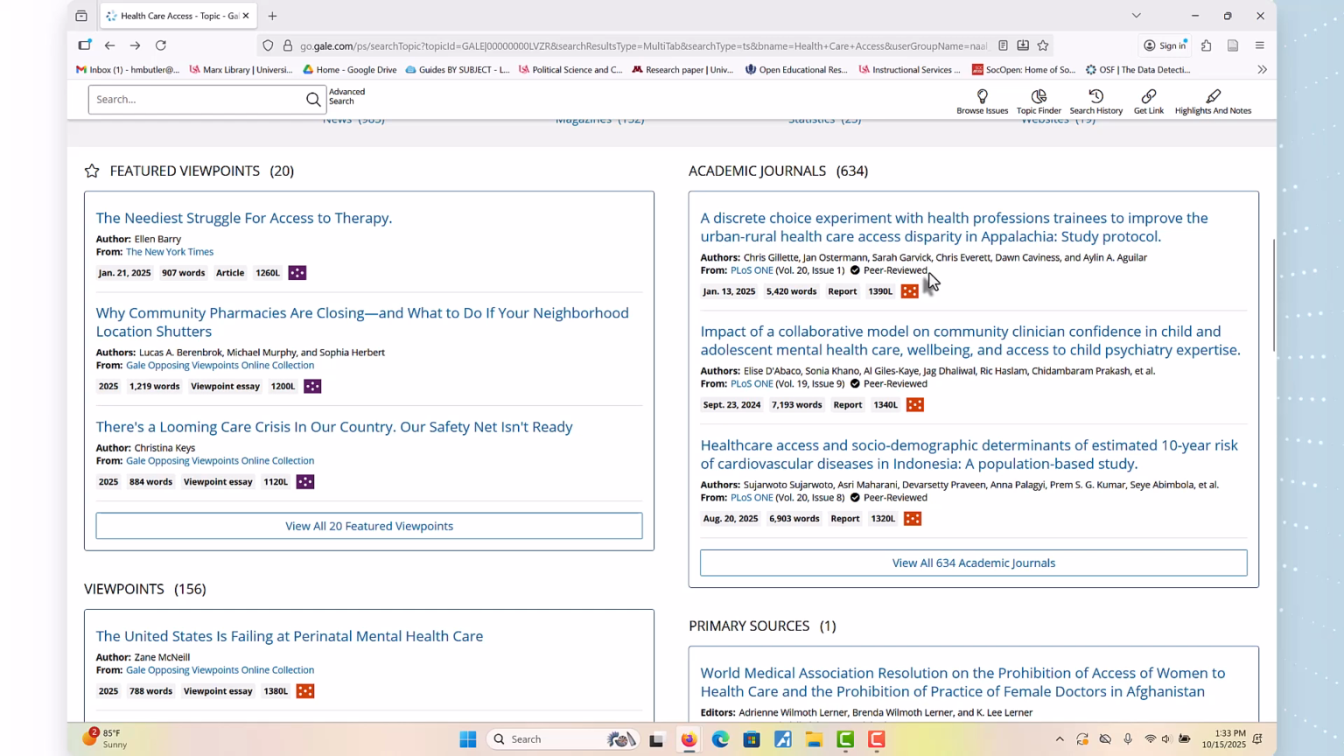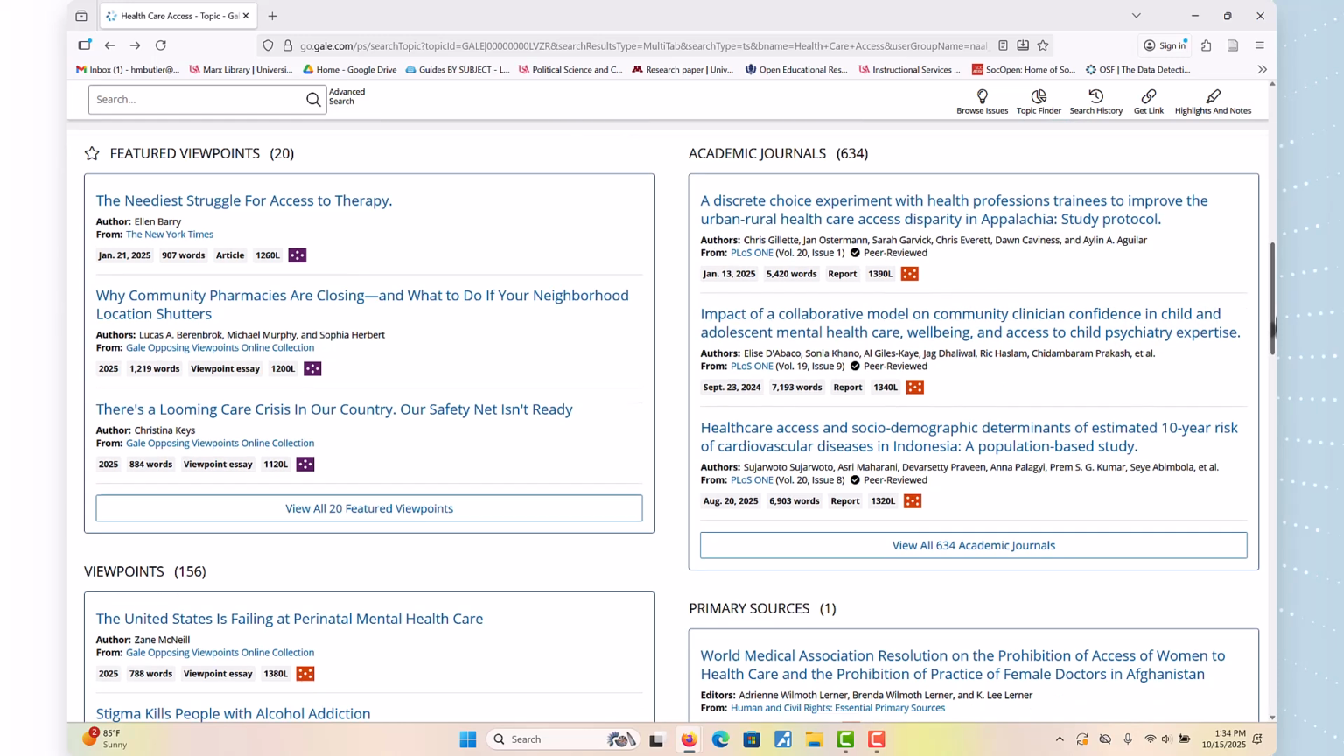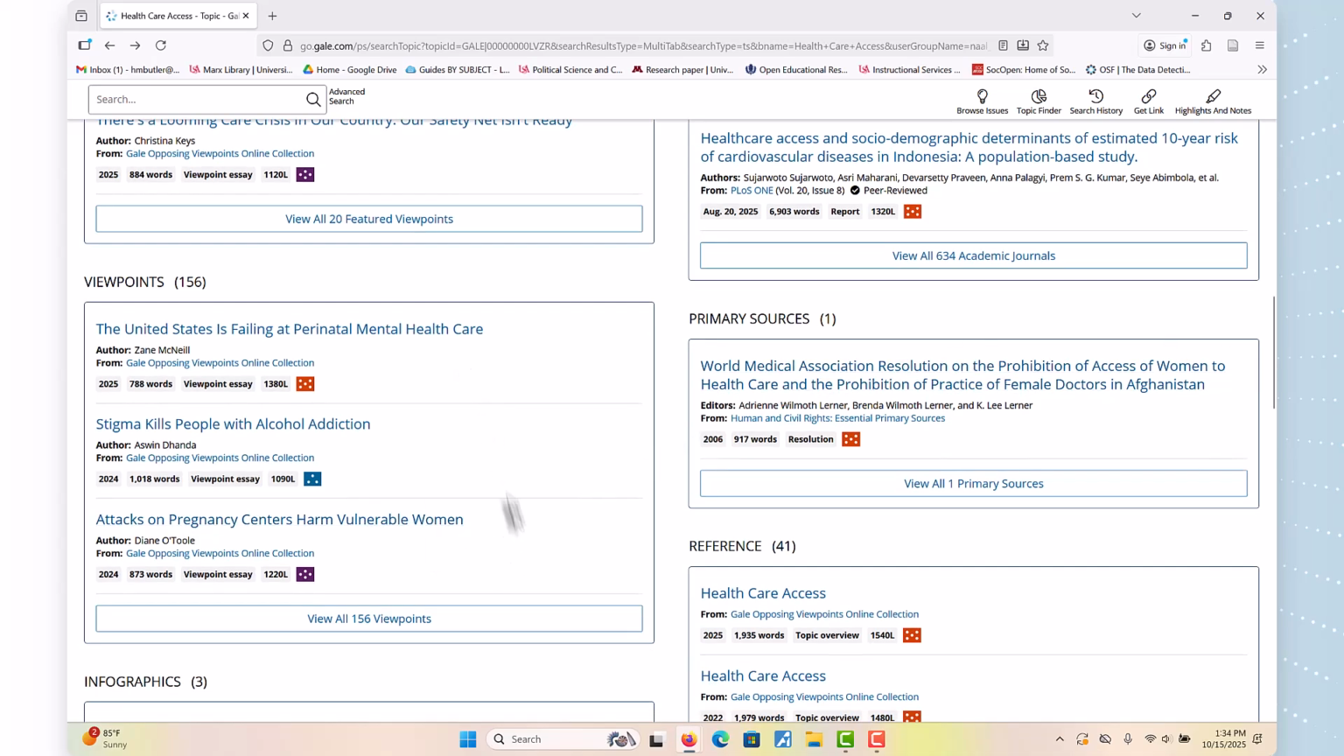Peer-reviewed means that the article has been reviewed by other experts in that subject, and they approved it to be published. So this is your scholarly type of information. This is not for a popular audience, but these are scholarly works. Here's more of those viewpoints.